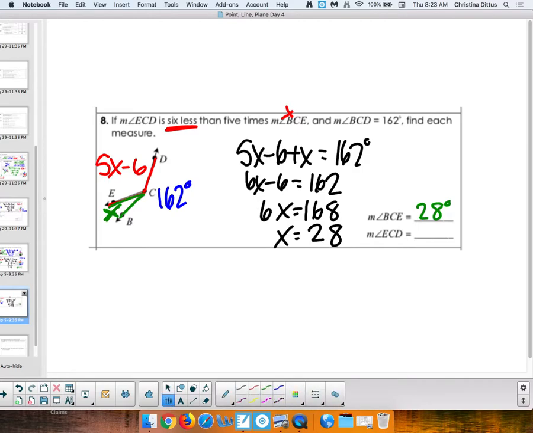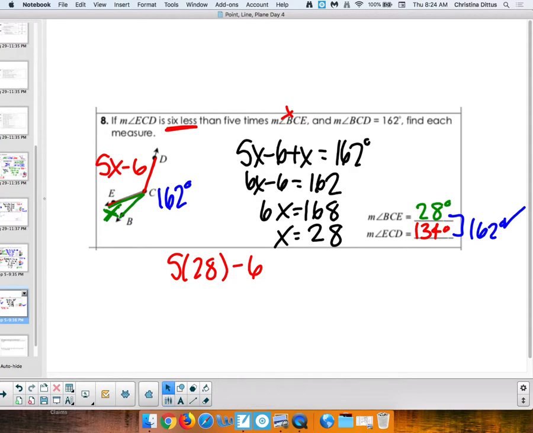ECD is my red, so plug 28 in: 5 times 28 minus 6, which gives me 134. Is there a way to check? How do I check? Add them, and they better equal 162. Do they?